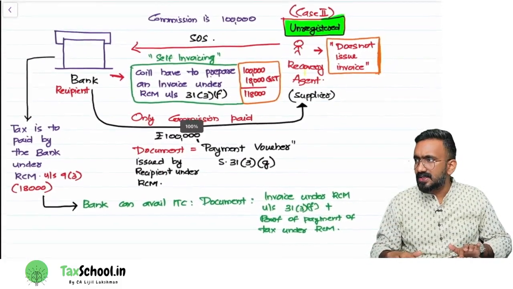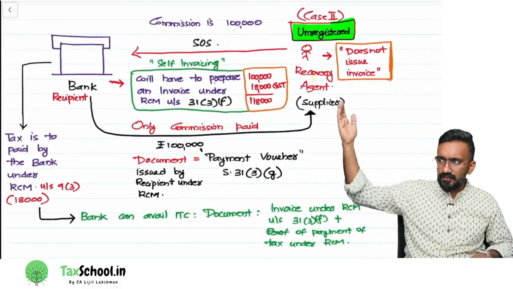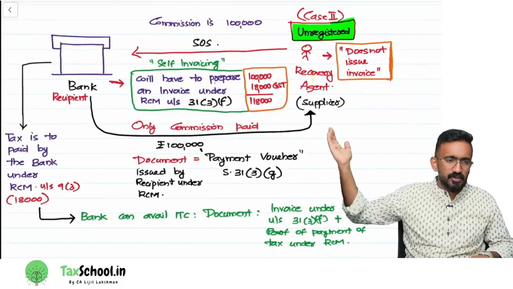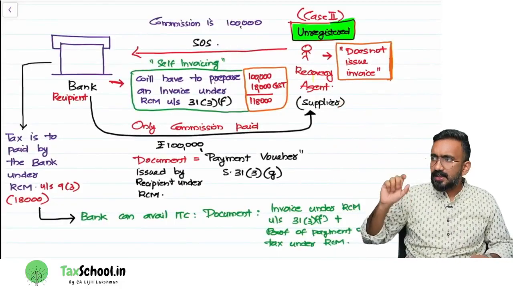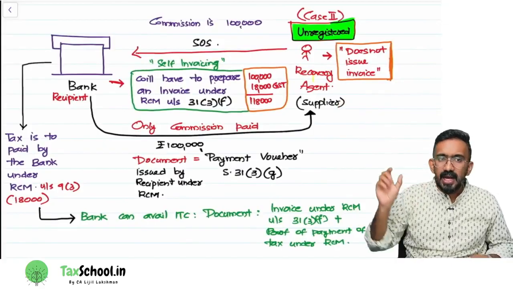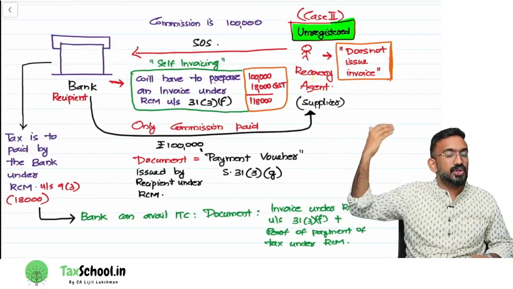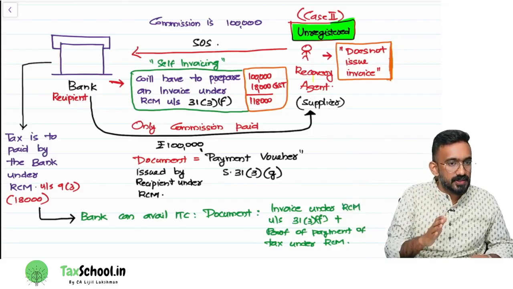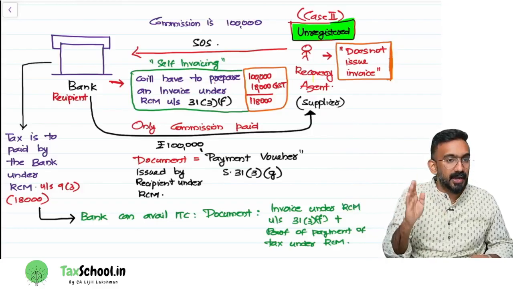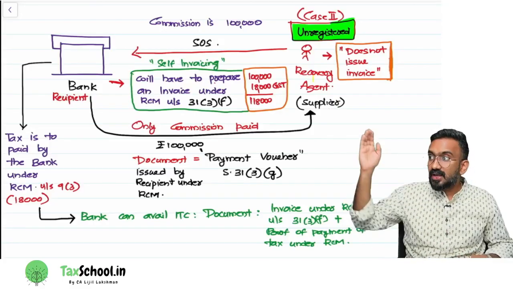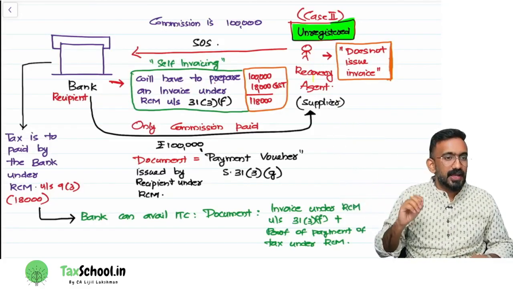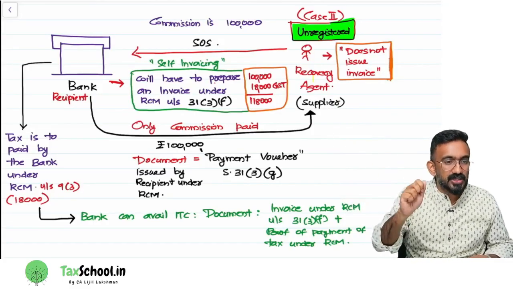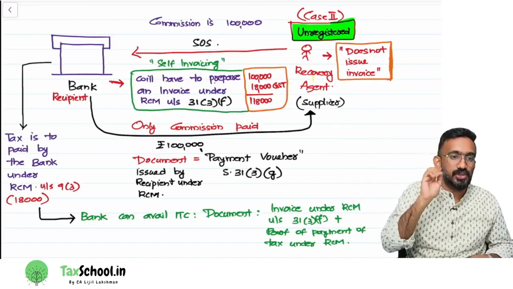The same transaction I'm slightly modifying. What is the modification here? The recovery agent is providing services to the bank and the commission is 1 lakh. However, suppose the recovery agent is unregistered. Even if the recovery agent is registered or unregistered, the tax needs to be paid by the bank under reverse charge. If the recovery agent happens to be unregistered, the recovery agent will collect 1 lakh rupees commission but will not issue an invoice. Why?